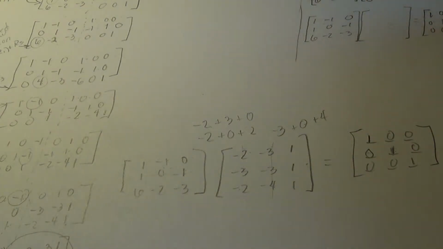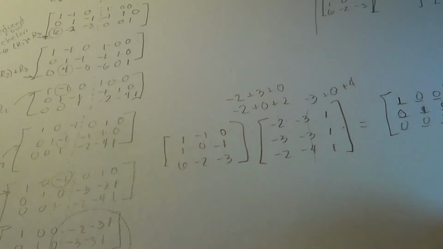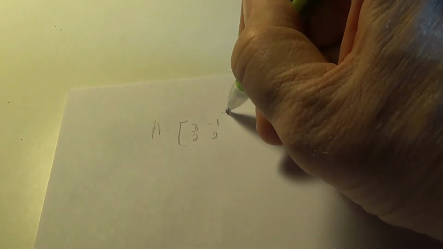So you'll be asked to take 3 by 3s like this and find the inverse. And before I leave you sweet people, I want to show you how to find the inverse of a 2 by 2. Somebody noticed there was a quick way to do that, so let's do one. Say A equals 3, minus 1, negative 2, 2.